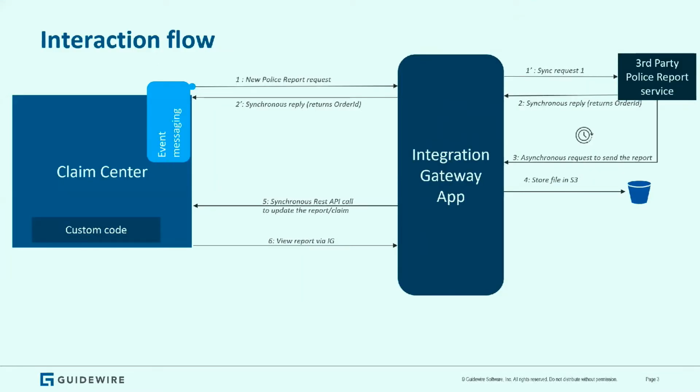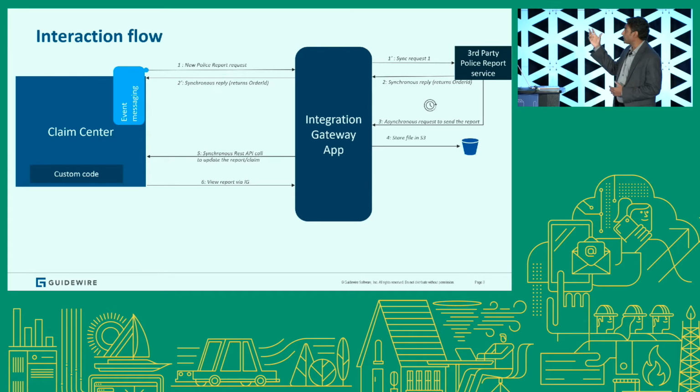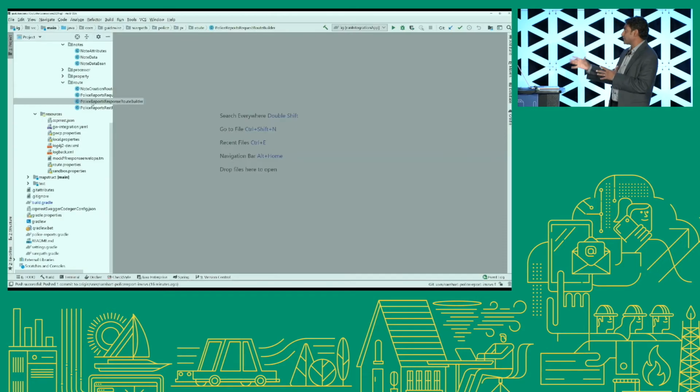So here is the interaction flow, just to give you an idea, right? Claim Center, when it invokes the integration app, puts a message into the event queue, which sends a synchronous request to the integration app, which sends a synchronous request to the third-party app. So you get a sync request-response paradigm, basically. And then after a while, you receive the actual report. The Integration Gateway updates your Claim Center with the data and also the report. And then when you come back and want to view the report, you can view it. We also store that report in S3.